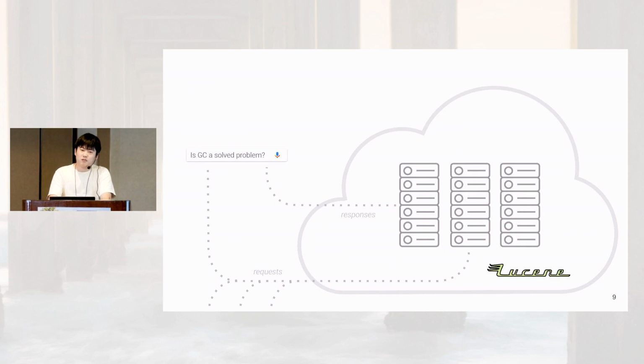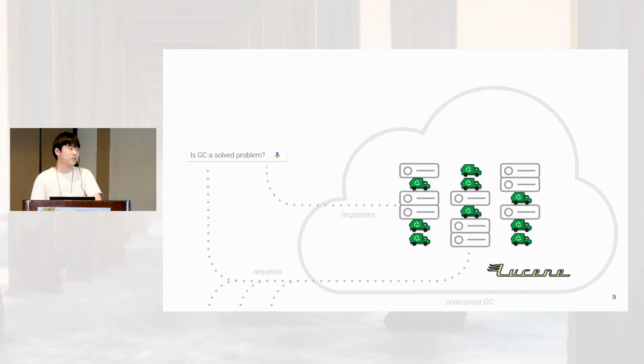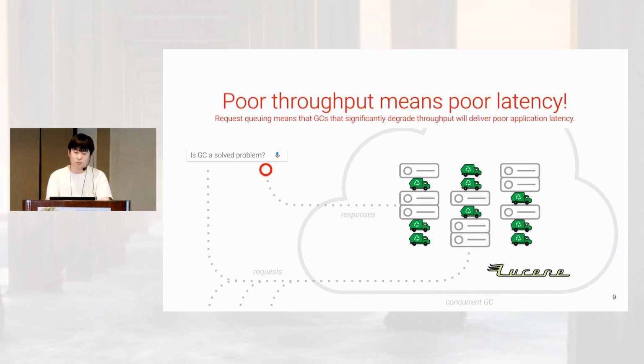But unfortunately, for these modern low-pause collectors, their long-running concurrent GC threads will consume substantial processors. And this reduces server throughput, limits the rate it can process requests, and this will eventually lead to significant latency. So this shows that poor throughput will actually lead to poor latency. And this is also why our LXR optimizes for both throughput and latency.